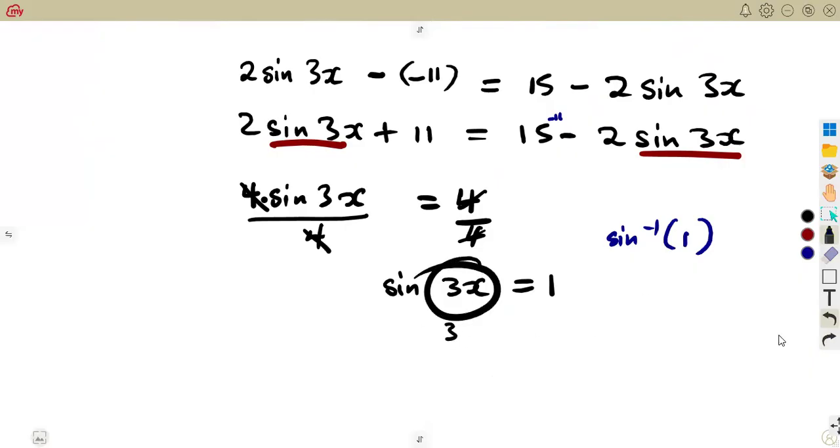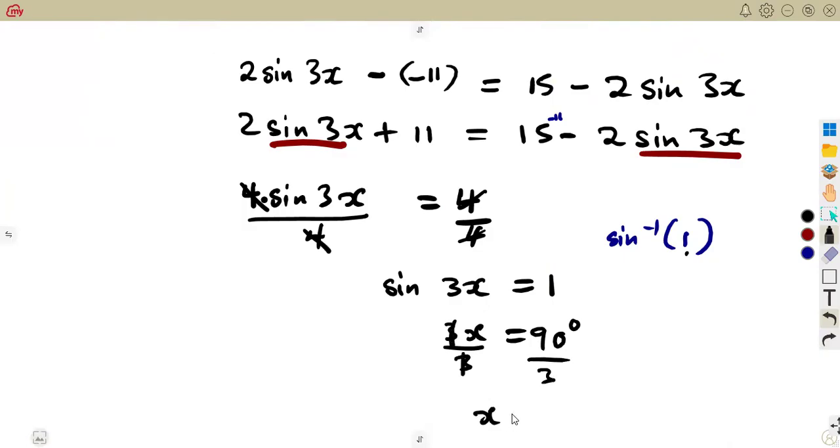So the angle, which is 3x, is equal to arc sine of 1, which is 90 degrees. Divide by 3, divide by 3. So that's our x. So our x was going to be 30 degrees. That's within this interval. That is the value of x satisfying our equation. Like I said, guys, from 0 to 90, there is no need for us to make any special adjustments. We just need to work with this.